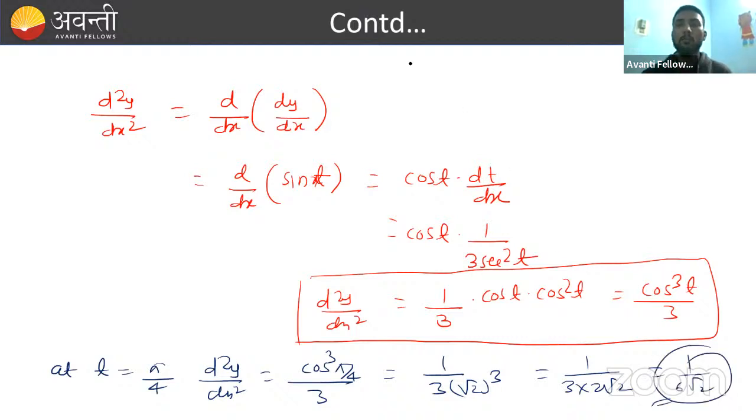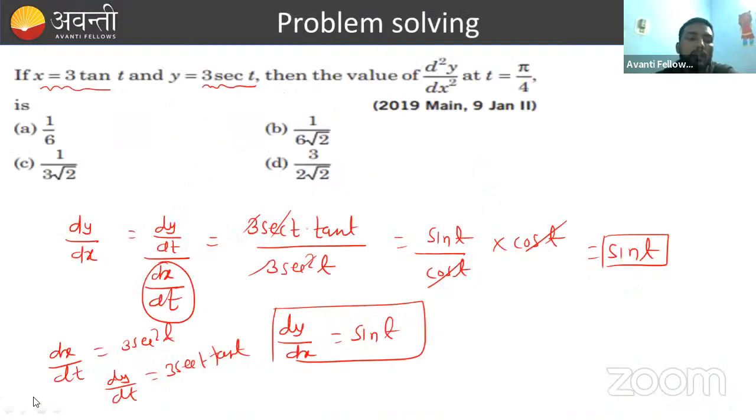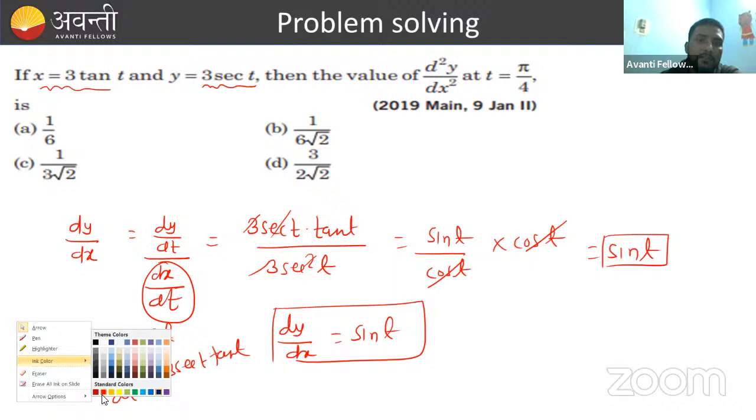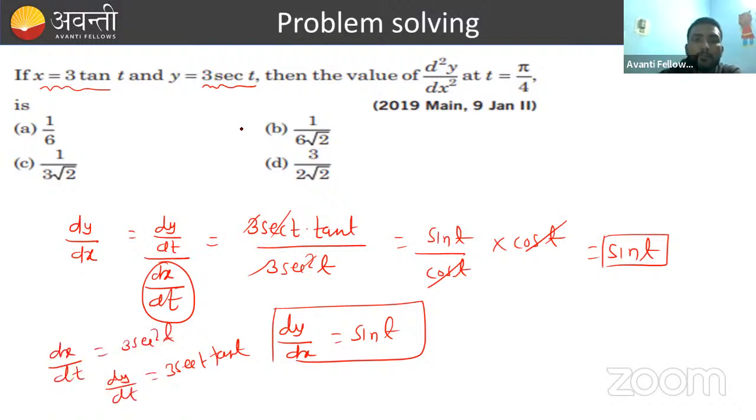Okay, so I hope it is clear, guys. 1 divided by 6 root 2. This is a very basic question that you can solve. Generally, it can be asked. So B is your correct answer.